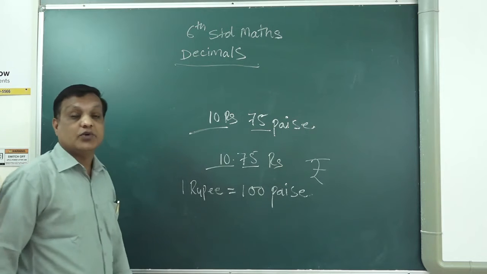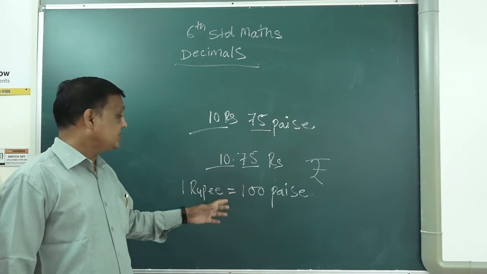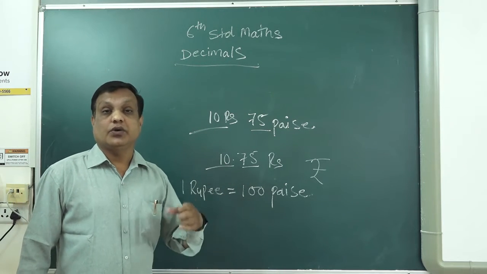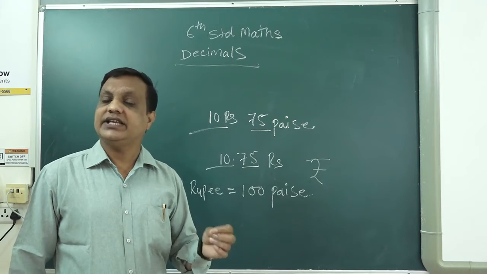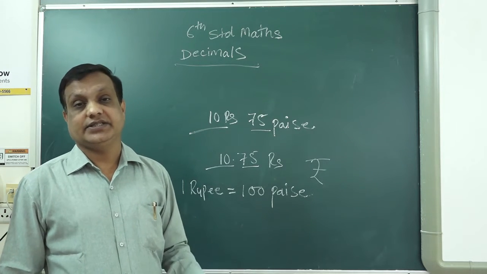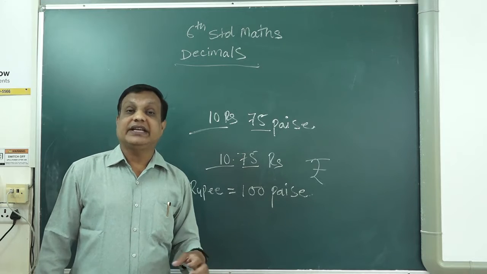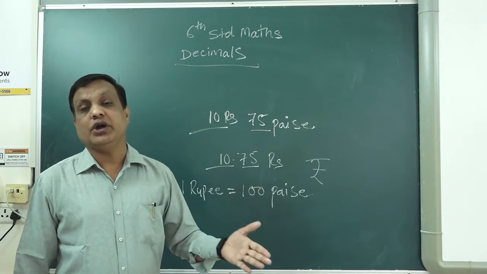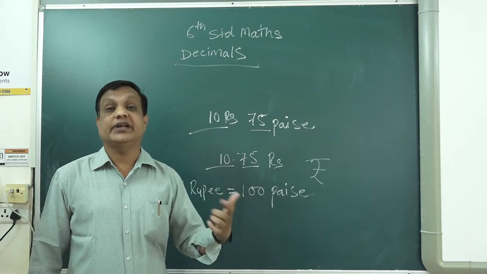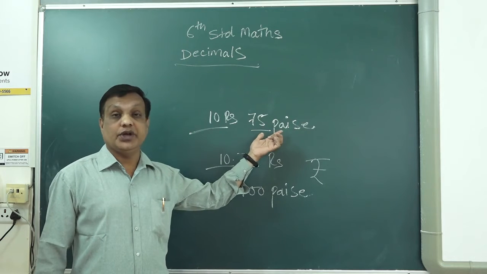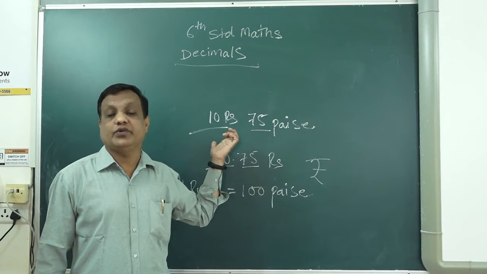1 rupee is equal to how much? 100 paise. So in this way you can convert rupees and paise into rupees, the same as centimeters and meters, kilometers and meters, kg and gram. All this you have to convert directly into a bigger unit. Paise is the smaller unit of rupees and rupees is the bigger unit.